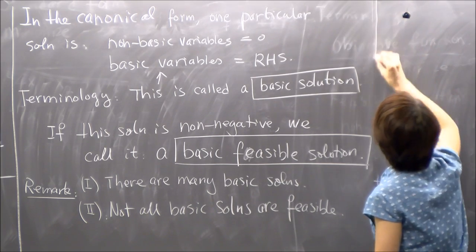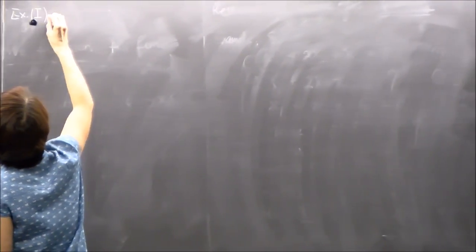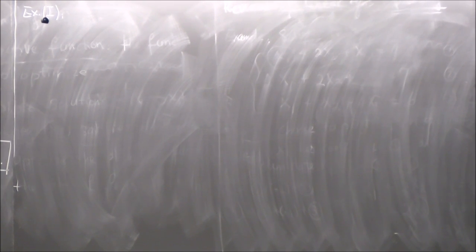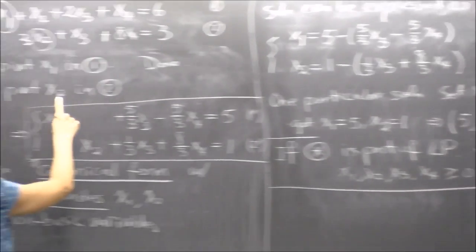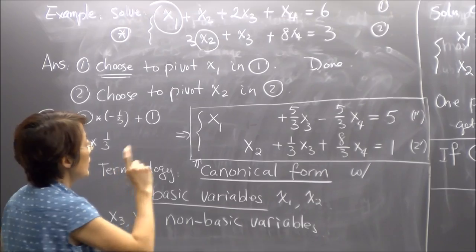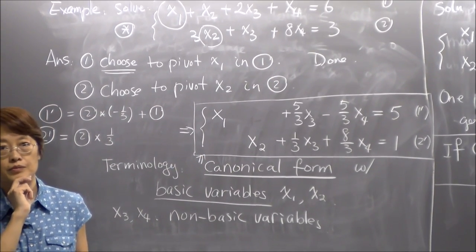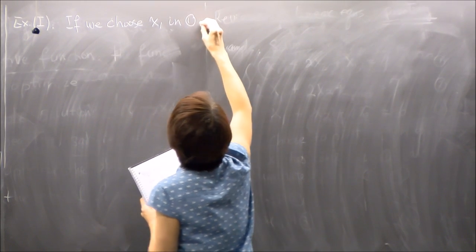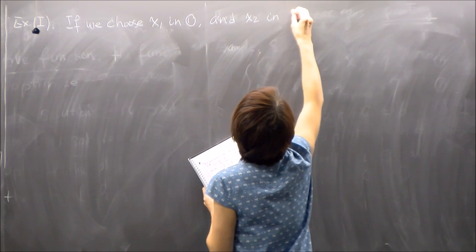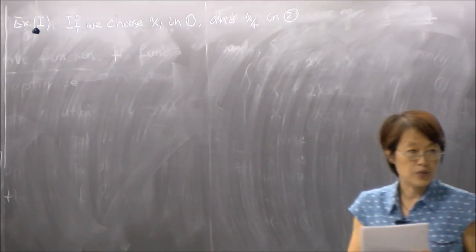All right, so take an example. For the first case here, I'm saying there are many other basic solutions, and let's try to get one. So in my procedure, after I have chosen x1 in equation 1, instead of choosing x2 in equation 2 to pivot, I could choose some other variables, right? Let's say I pick x4 to pivot in equation 2. I can do that. I just want to show you some other basic solutions. So if now we choose x1 in equation 1, and after that x4 in equation 2, in our pivoting process, what will we have?